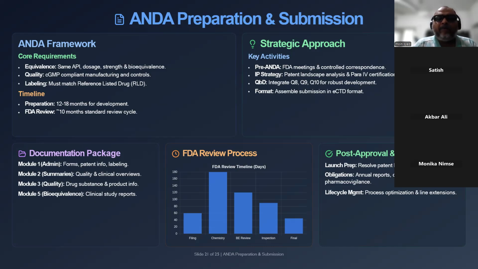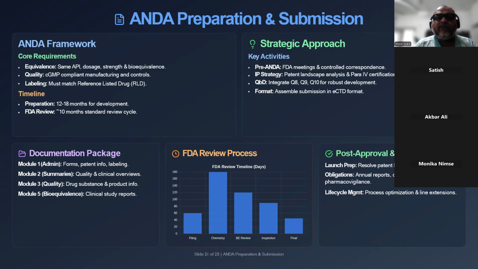The core requirement for any ANDA is that there should be equivalence. So the API should be the same. You cannot have a different API and then apply for an ANDA. It is not possible. The dosage form should be the same, which means if it is a tablet, you can make a tablet only. You cannot make a capsule or some other dosage form in a routine ANDA.